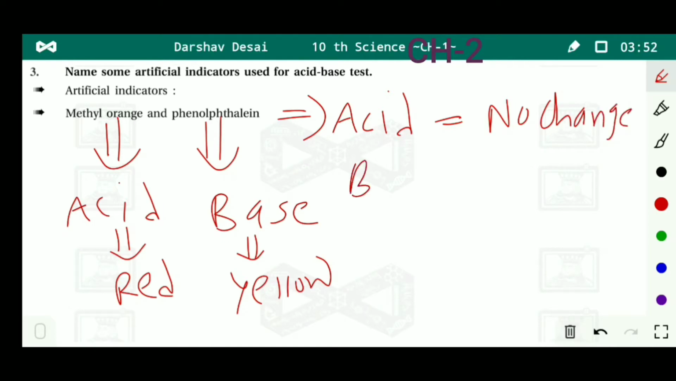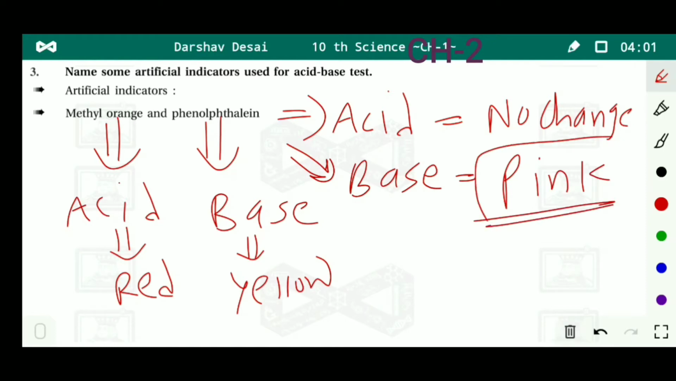But in phenolphthalein, base gives pink color, strong pink color. This is very important for us. Okay, so this is the general characteristic of acid and base, and the artificial indicators that we use in our laboratory.